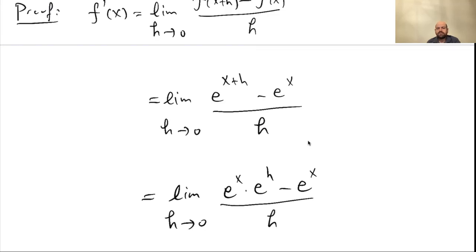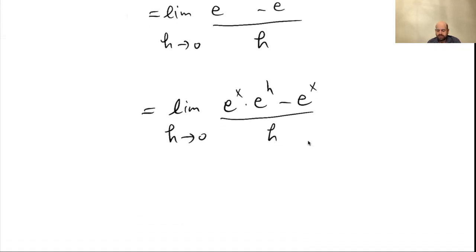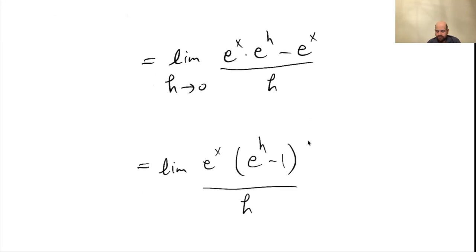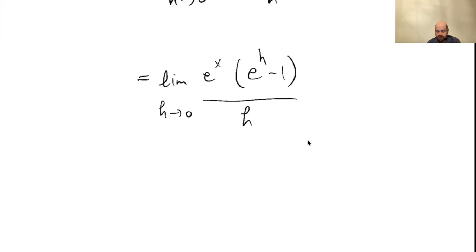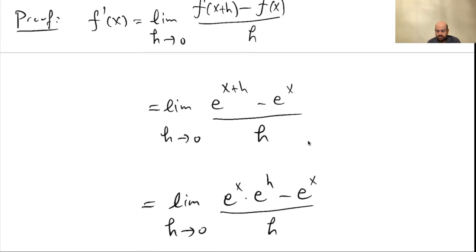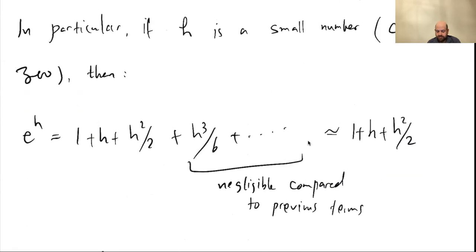Right? E to the x plus h is e to the x times e to the h. Because we know that if the bases are the same and you multiply two numbers with the same base, then you have to add the powers. So e to the x times e to the h is the same as e to the x plus h. Now I can take e to the x as a common factor, then what will be left? E to the power h minus 1 will be left, divided by h, as h approaches 0. And then e to the h, what was e to the h? So we already saw that. So let me call this formula star.